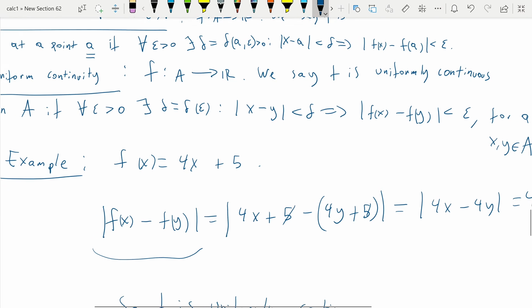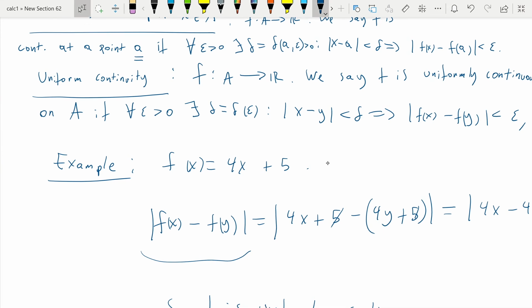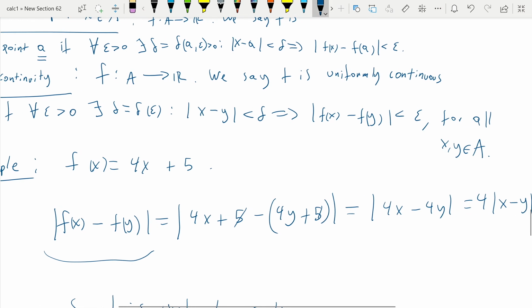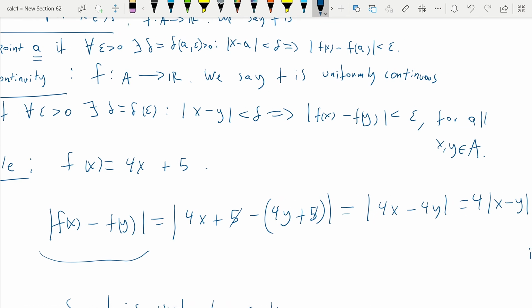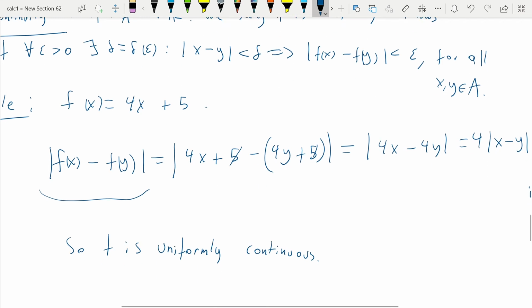So we need to negate everything. For all epsilon becomes now there exists an epsilon, such that no matter what delta, so for all delta that we may choose, there are points within delta distance, and such that their images are at least distance epsilon from each other.